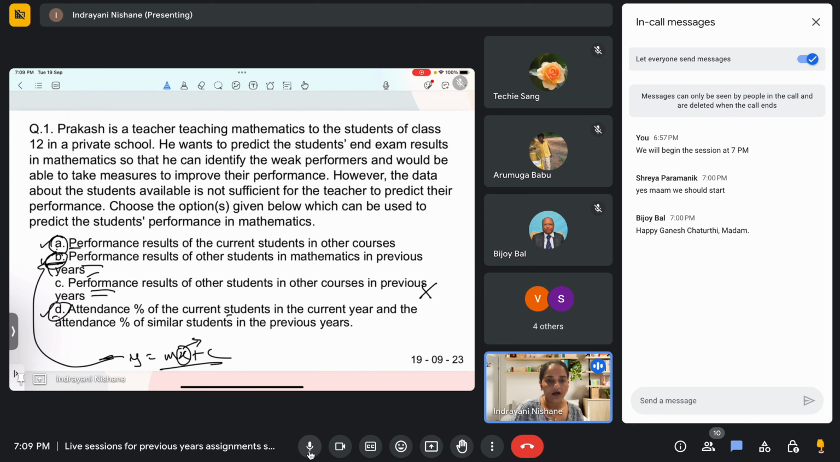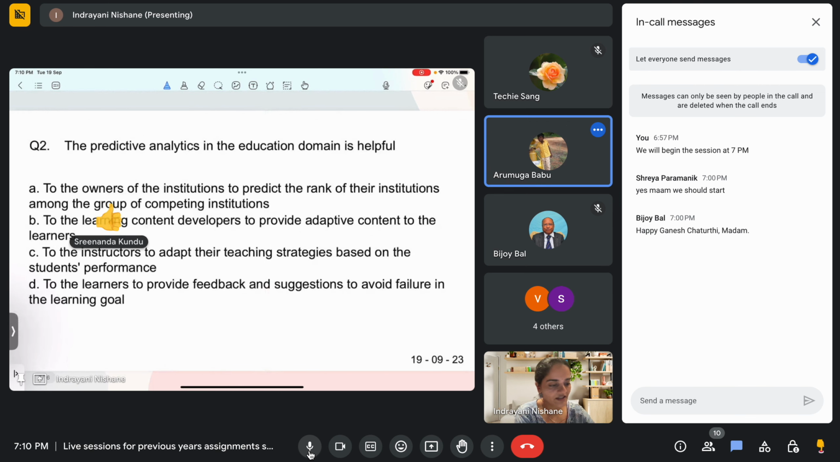You agree? Are we on the same page? Yeah, okay, thanks Srinanda. So we can move to question 2.